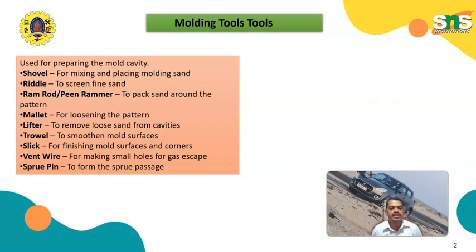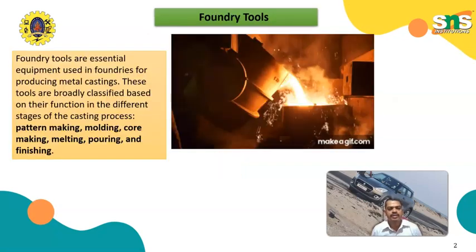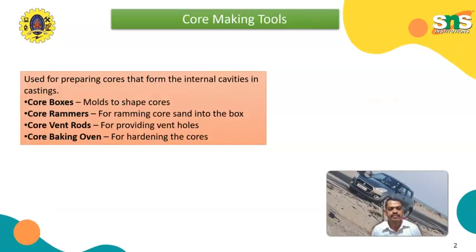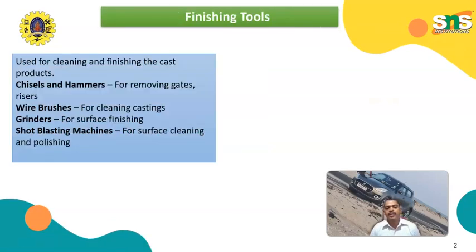The first one is a ladle, for holding and pouring the molten metal. Crucible tongs, for handling crucibles.